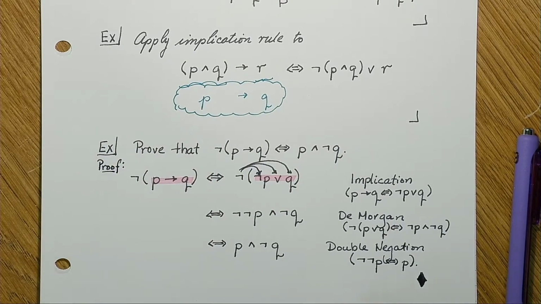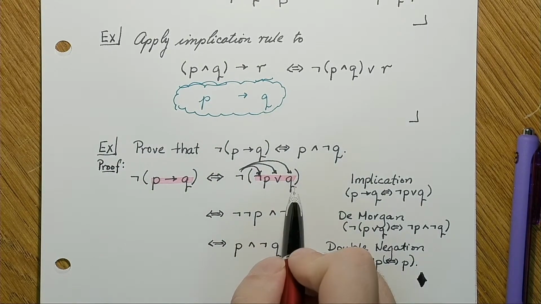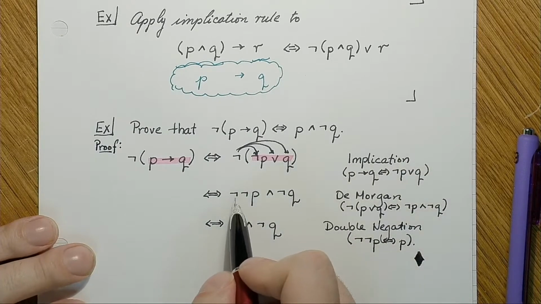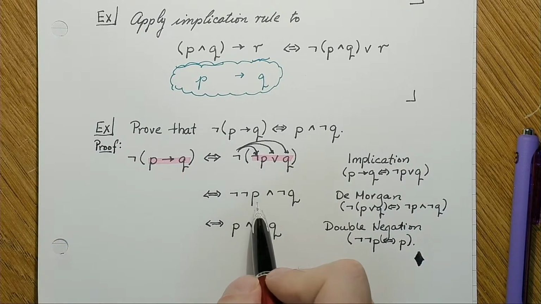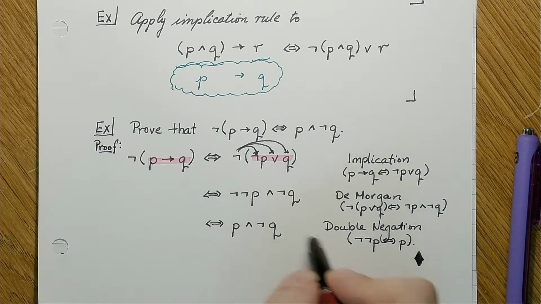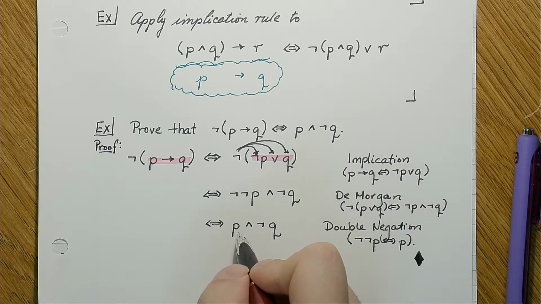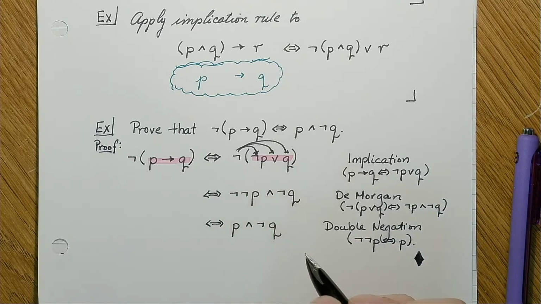And so it was just 3 steps. We applied the implication to it. We then distributed the negative, which was using De Morgan's law. And then using the double negation, we were able to simplify the not not P to just P and got what we were looking for, which was P and not Q.